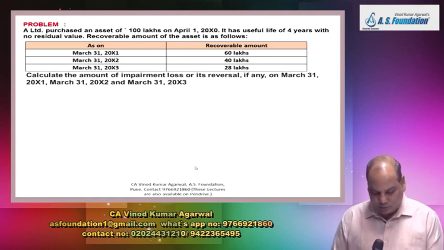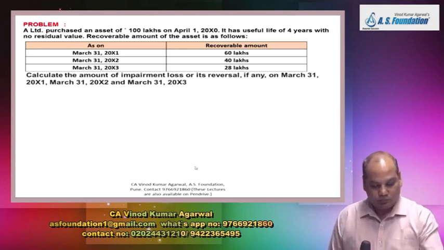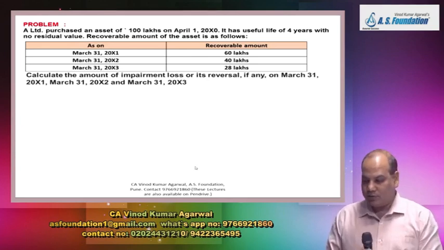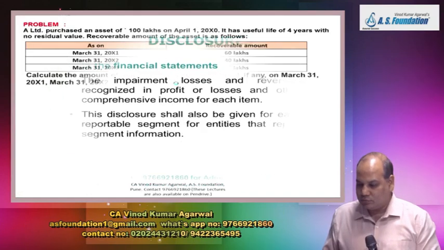Calculate the amount of impairment loss and its reversal if any, as on 31st March 20x3. Okay.